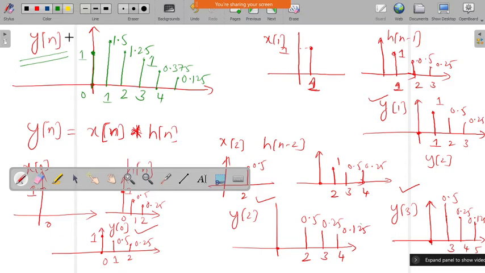Yeah. So now if the finite sequences or finite impulses are given, then you can do it like this. But now some problems: what will happen if there are more number of samples? So now how to do that one? That we are going to see.